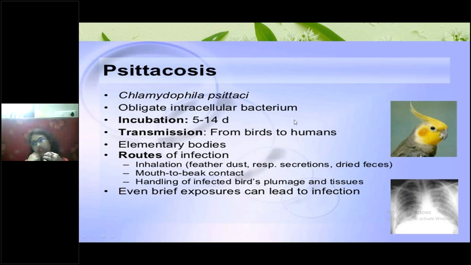You might remember rickettsia, mycoplasma, and chlamydia, chlamydophila. These are all intracellular organisms. Even though they are bacteria, they are obligate intracellular organisms, and they are transmitted from birds to humans. And you might remember there were the inclusion bodies, the elementary bodies in the organisms. And then there were routes of infection like inhalation or mouth to beak contact or handling infected birds, plumage and tissues, and even brief exposures can lead to infection.